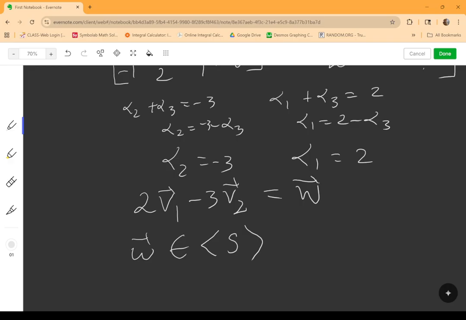So again, we're just tying together topics that we did earlier, and now we're framing them in a different context, in this idea of the span of a set.